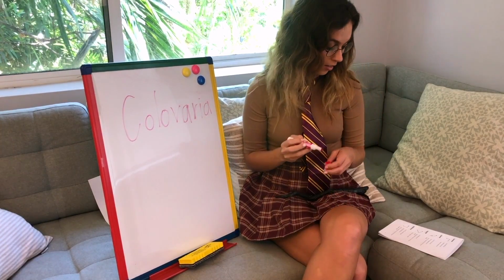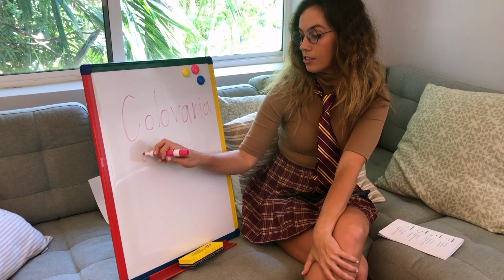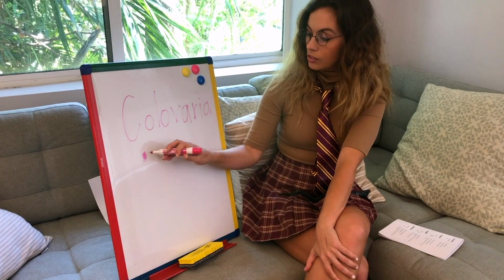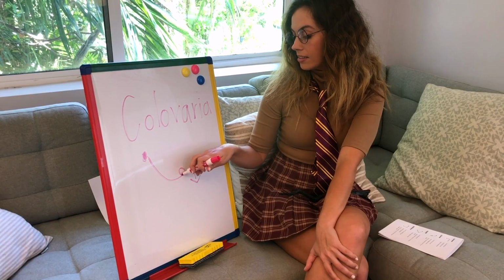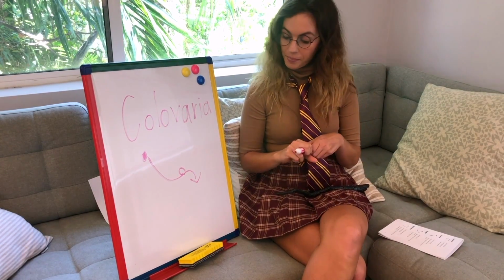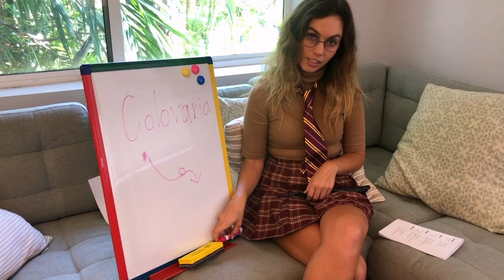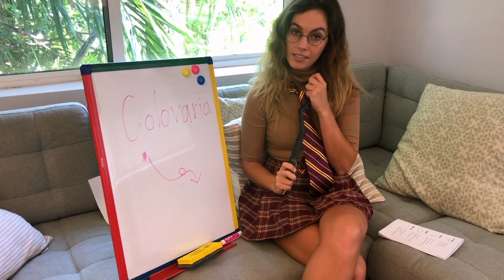So this is called Colovaria, and what this looks like is here's your starting point with your wand, and you're going to do a little swirl like that, going around, okay? So Colovaria is a color changing charm, so you're going to use it to change the color of your target, okay?